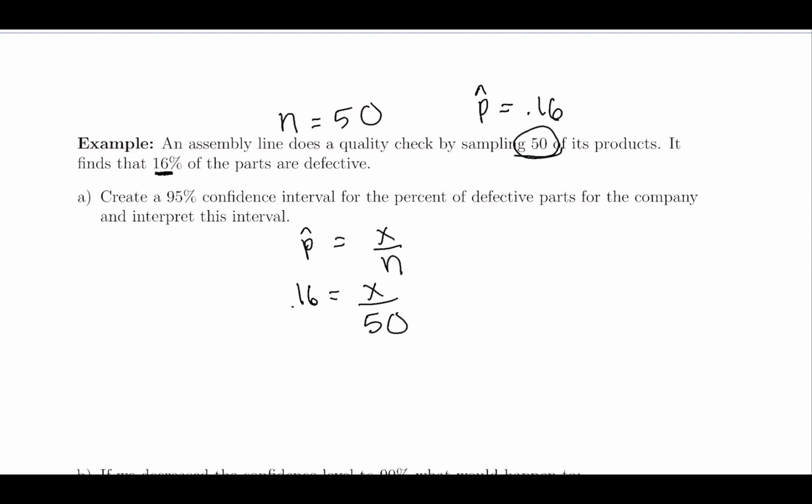Well, for this one, you could just multiply by 50. Perfect. So you multiply the right side by 50, but you also multiply the left side by 50. If you multiply this out, 50 times 0.16 is 8. This gets canceled out, so you get X is equal to 8. Everybody good with how I got X is equal to 8?